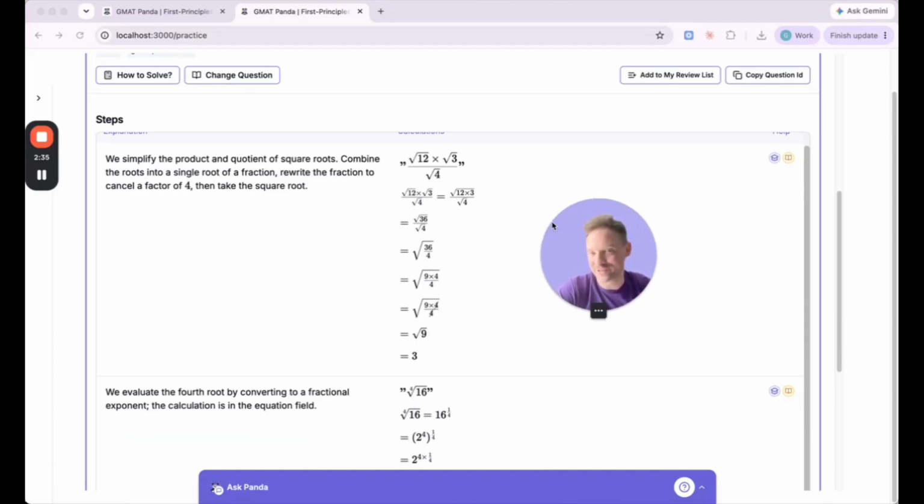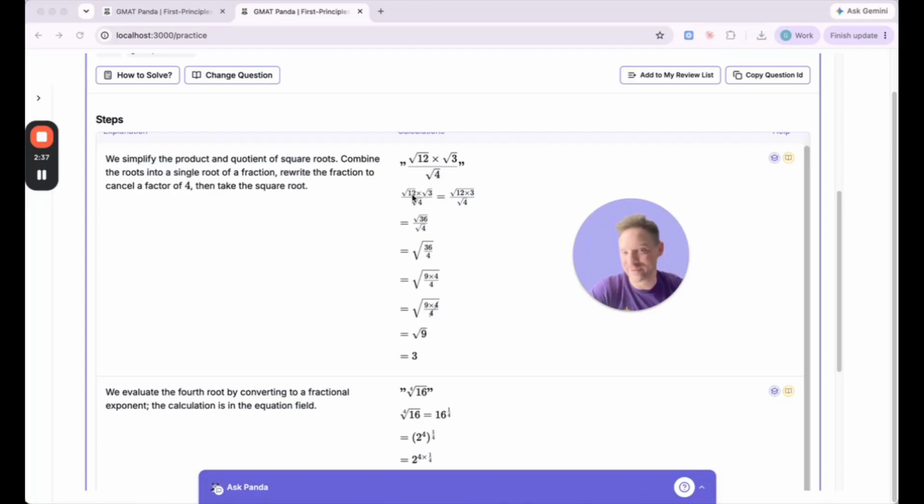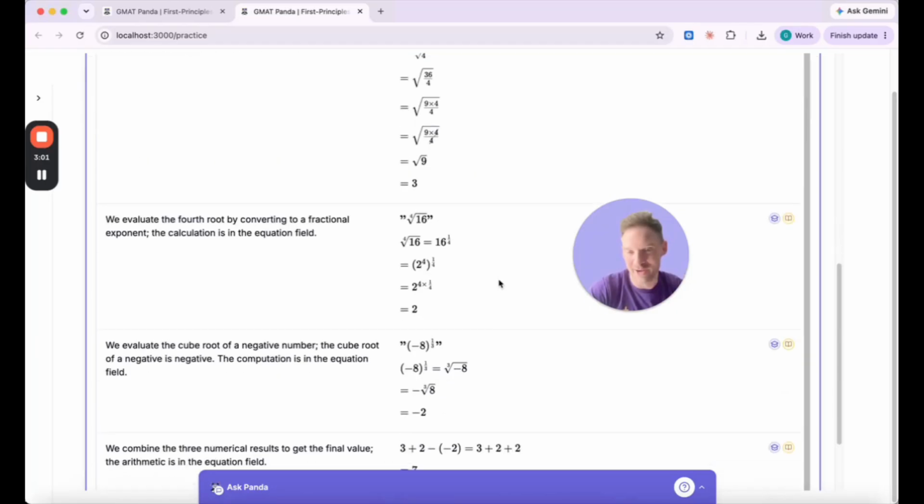We could have actually, rather than combining the 12 and the 3 together to make 36, we could have just said, well, 12 is 3 times 4, and I can cancel out the 4 with the 4 at the bottom, and we're left with square root of 3 times 3 at the top, which is just our 3. Right? That's another way of doing it, which is arguably even quicker. Okay, so let's look at the next one, right?